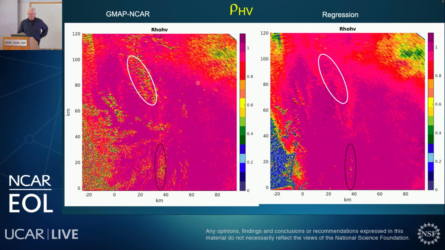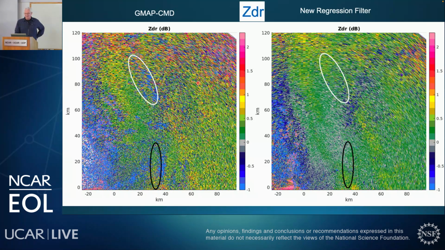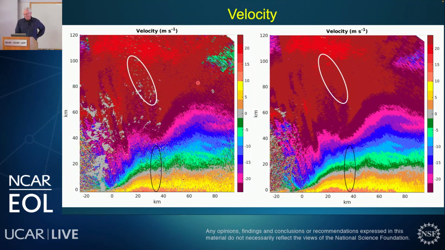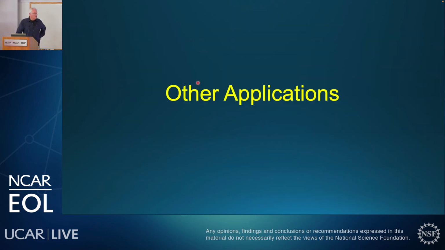Compare the two ovals. Rho HV is very sensitive to noise, and you can see the tremendous difference in this field between the two ovals. Here is ZDR, pretty much the same. You can see the regression filter data is smoother. And then take a look at PHIDP, our beloved differential phase. Again, really quite a striking difference here. And then velocity, and it's the same, so it's very, very easy to see which data has superior data quality. And so that's the story for clutter filtering.